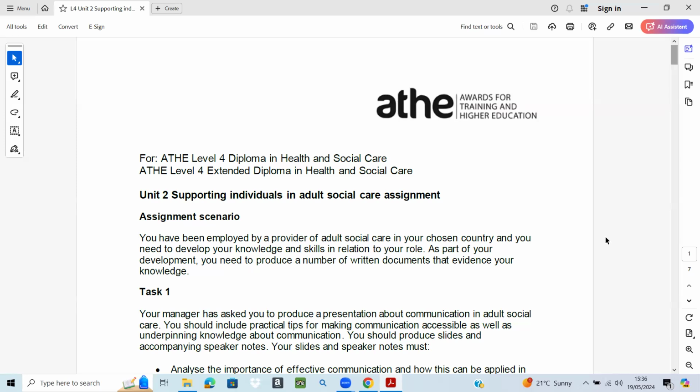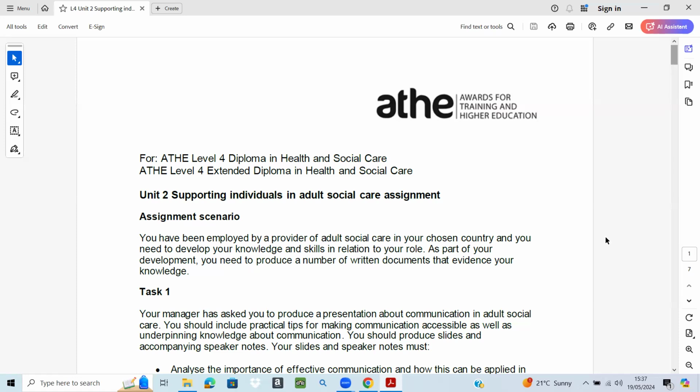Then advocacy is important in communication. Advocacy means speaking up for a service user who may be unable to express their needs or rights, ensuring that they receive appropriate care and services. Then we discussed the regulatory side of communication, which includes the importance of record keeping and the use of ICT.